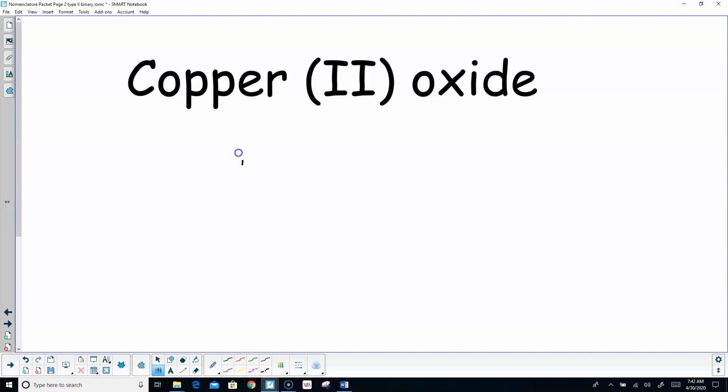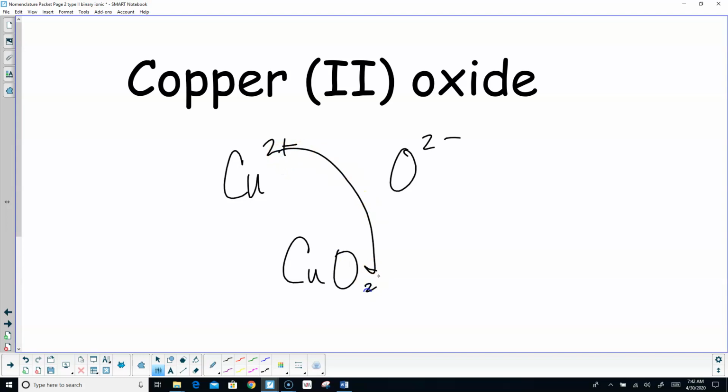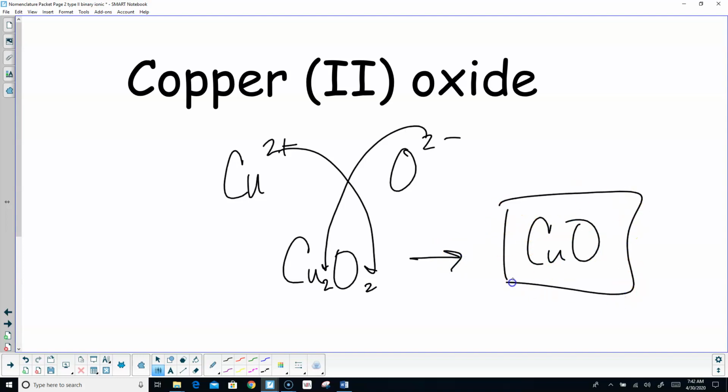Copper 2 oxide. This tells me copper's charge is 2 plus. Oxygen is always 2 negative. When you have equal and opposite, they cancel. Okay, or you can think of it this way. If you put a 2 here and a 2 here, since they're both divisible by 2, you must reduce them. But equal and opposite cancel. Copper 2 oxide is CuO.